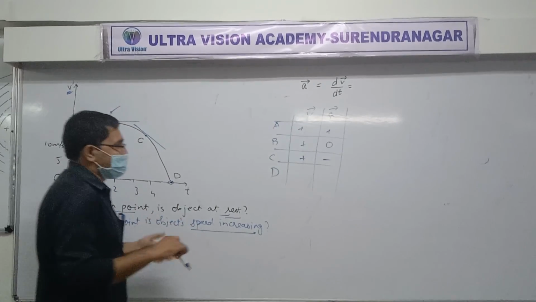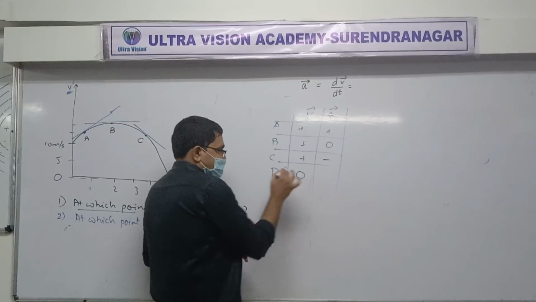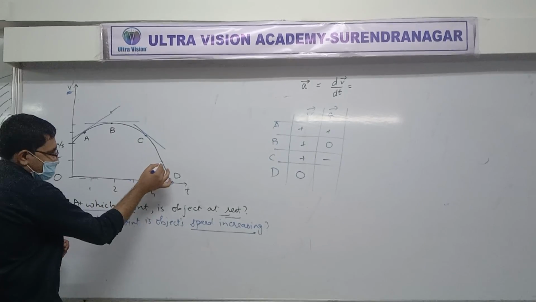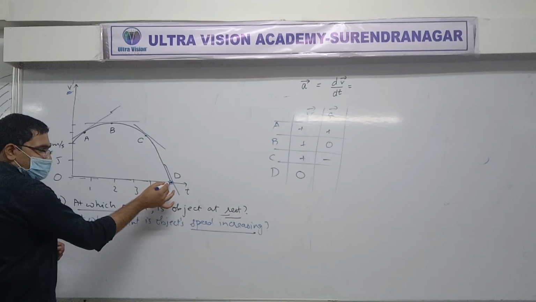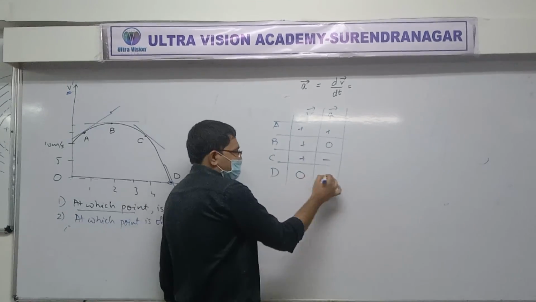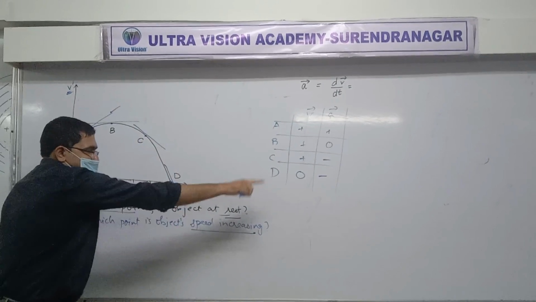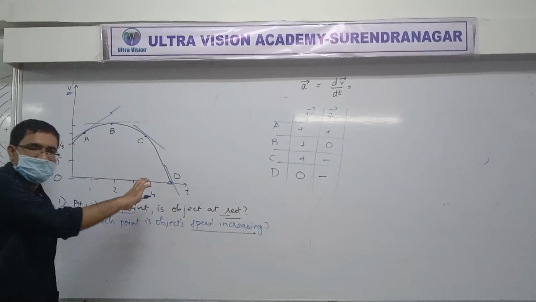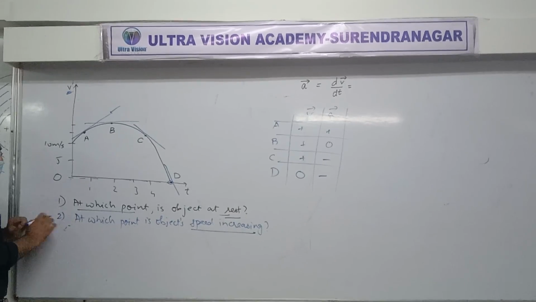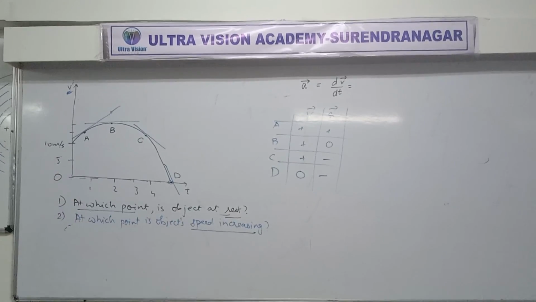Similarly, at D, velocity is zero. Acceleration? Zero. Same, zero. The graph ends here. Is that okay or not okay? At D, acceleration is negative. Clear or not clear? I am not saying the graph is like that afterwards. It's just ending here. That's it. Fine. So at D, the acceleration is negative. So what will be the answer to this question? A. Fine. We will continue with more questions next. Turn it off.